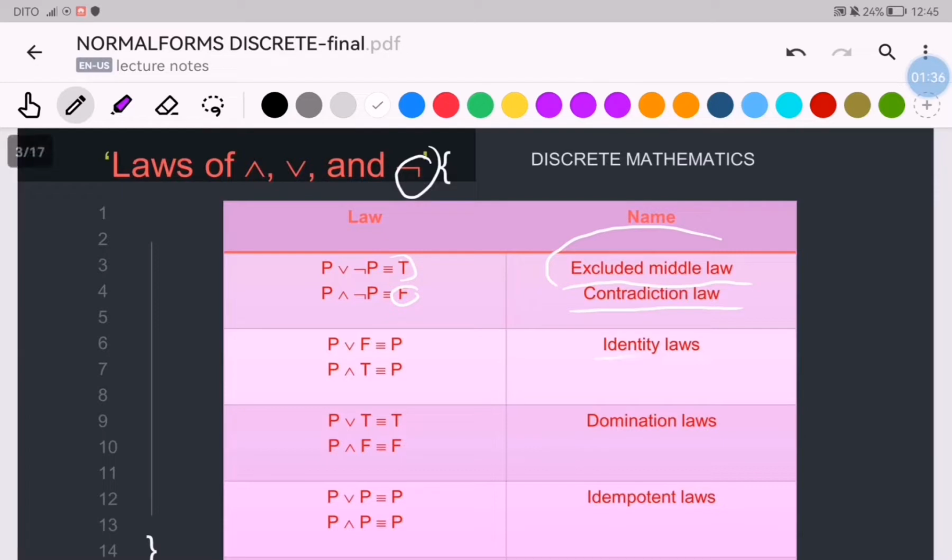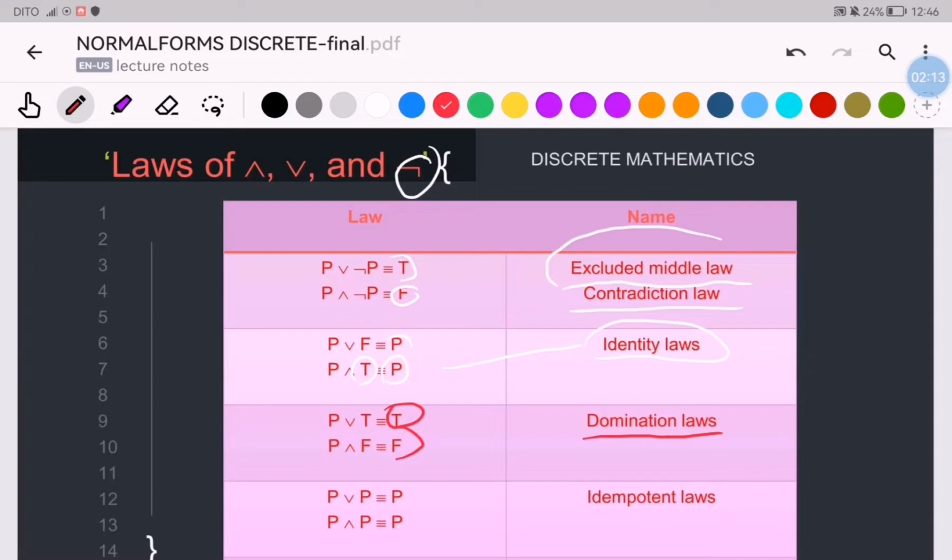What about the identity law? In the identity law, P disjunction F is equal to P. Also, P conjunction T is equal to P. That is the identity law. Next is the domination law. In the domination law, P disjunction T is always T, or true. And P conjunction F is always false. That is the domination law.